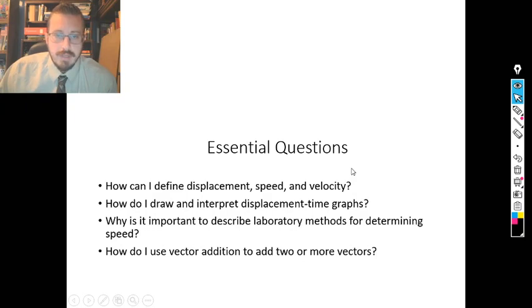How can I define displacement, speed, and velocity? How do I draw and interpret displacement time graphs? Why is it important to describe laboratory methods for determining speed? And how do I use vector addition to add 2 or more vectors?